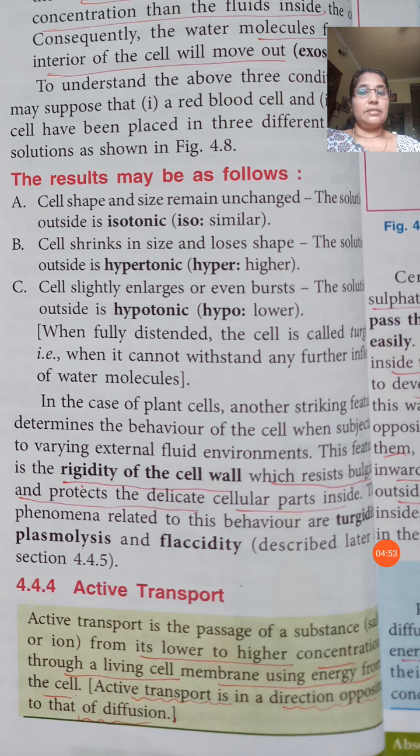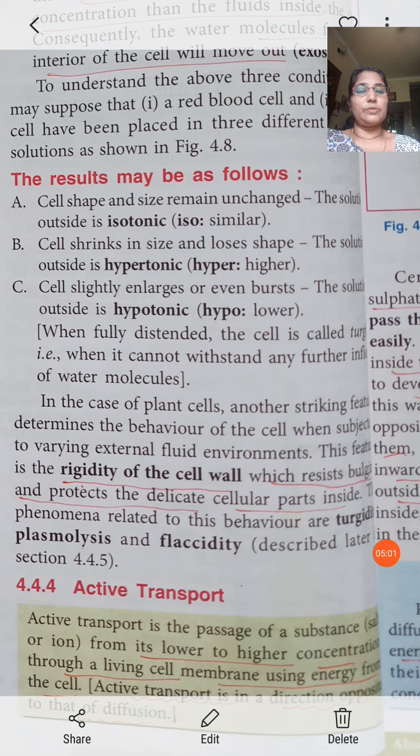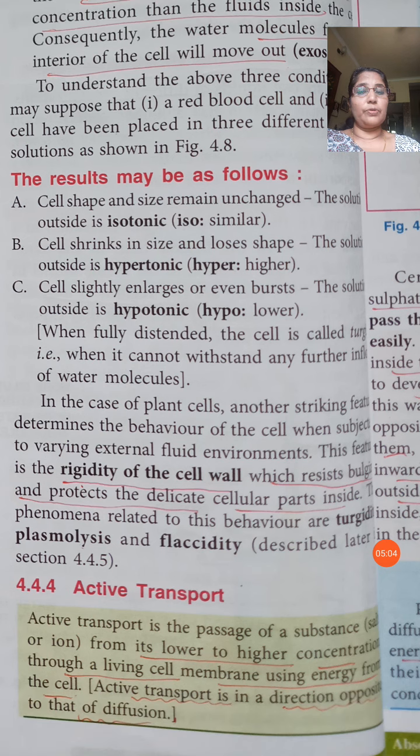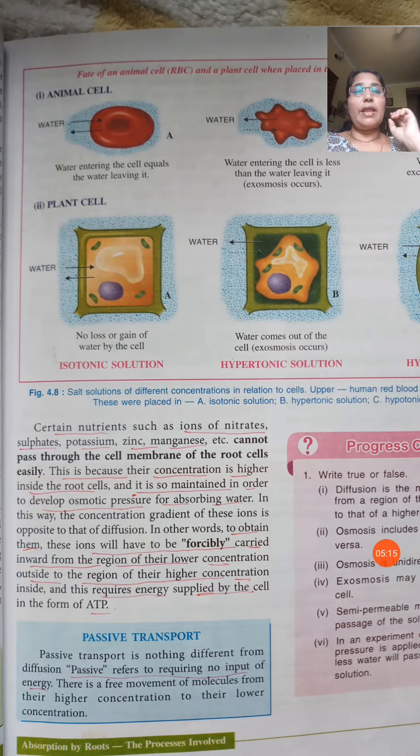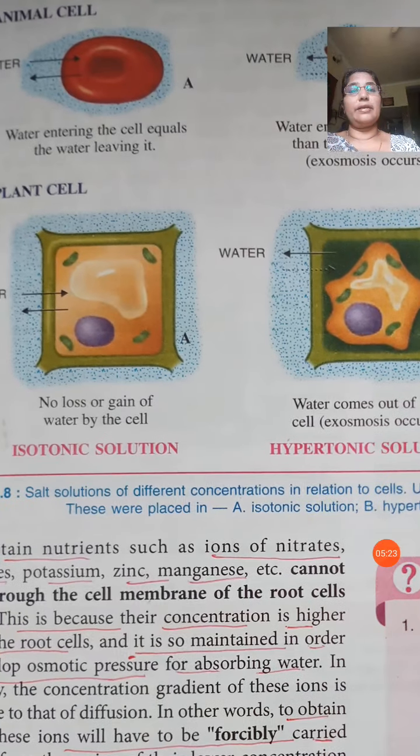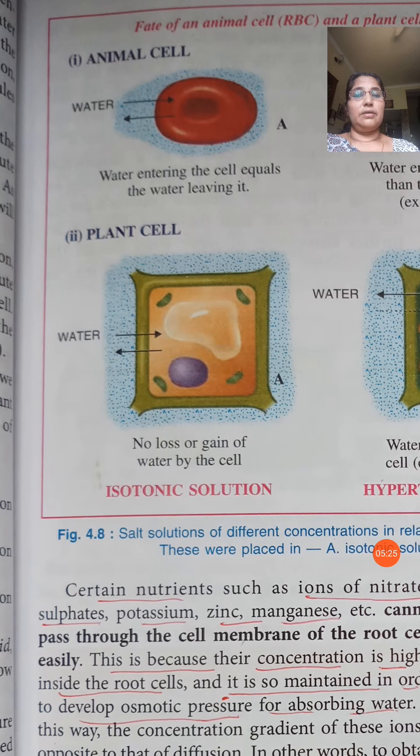Sometimes the cell content loses its water content. That process is known as plasmolysis. The cell shrinks, that process is plasmolysis, and that condition of the cell is flaccidity. Here you can see in the picture what will happen. Two cells are taken here. One is the animal cell, the red blood cell, RBC. That is put in isotonic solution. In case A, it is isotonic solution.